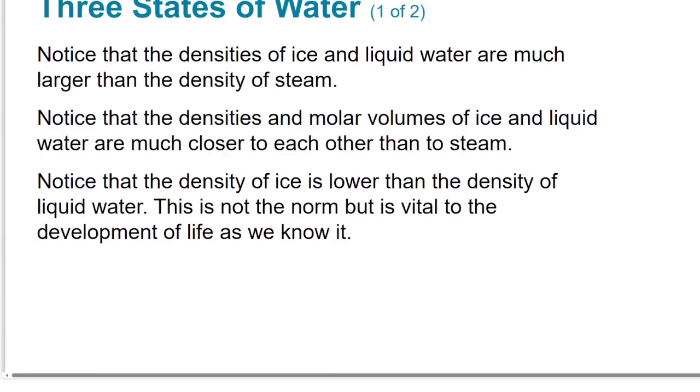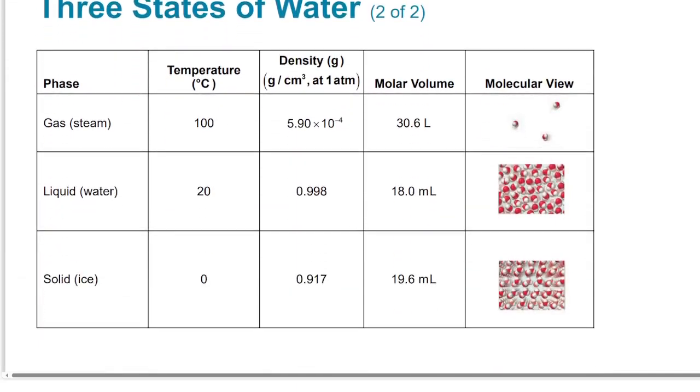So water exists in three different states. We have solid, liquid, and gas state. The gas state is called steam. The solid state is called ice. So we have here some different properties of those three states. We have steam, which exists at 100 degrees C and has a low density of 5.9 times 10 to the minus 4. Liquid water exists at around room temperature and has a density of 0.998 grams per milliliter or cubic centimeter. And ice is solid water at 0 degrees C, and it has a density of 0.917 grams per cubic centimeter.